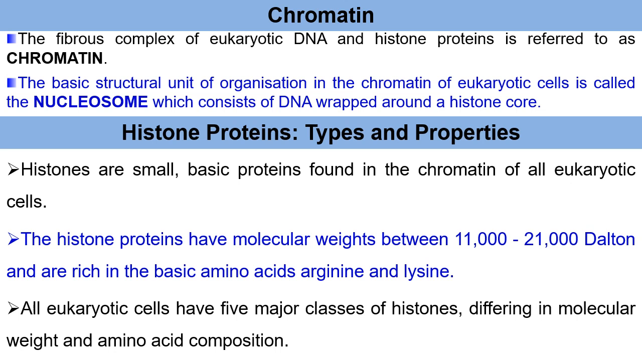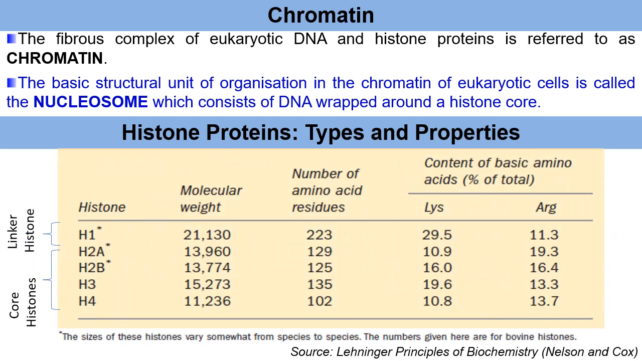All eukaryotic cells have 5 major classes of histones differing in molecular weight and amino acid composition. These are H1, H2A, H2B, H3 and H4. The histones H2A, H2B, H3 and H4 are referred to as the core histones because they are responsible for making up the nucleosome core, whereas the histone H1 is referred to as the linker histone because it binds to the linker DNA. We will be discussing these in more detail subsequently.